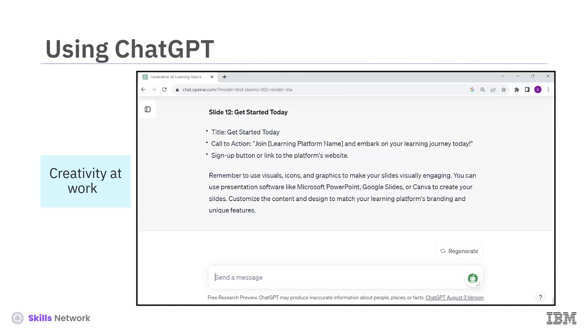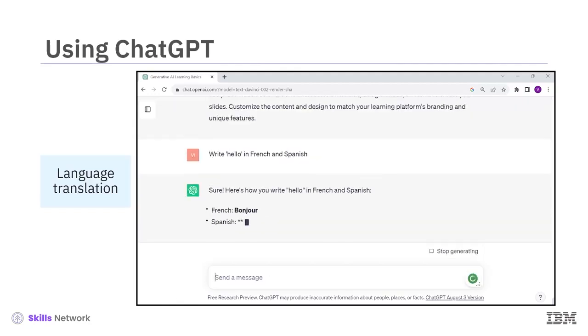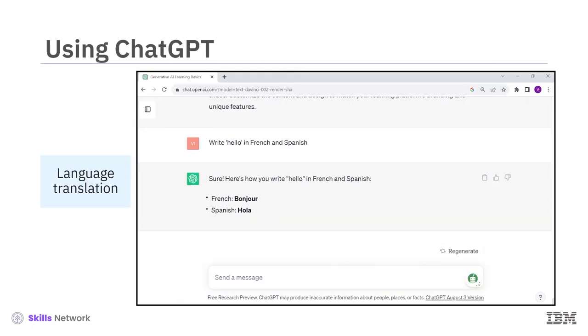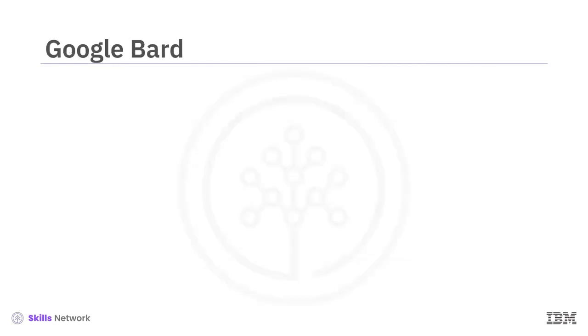Although ChatGPT is most proficient in English, it can understand and respond to several other languages. Let's prompt it to write hello in French and Spanish, and it generates the desired output. ChatGPT can also be a useful tool to assist you in learning a new language, or any subject for that matter.